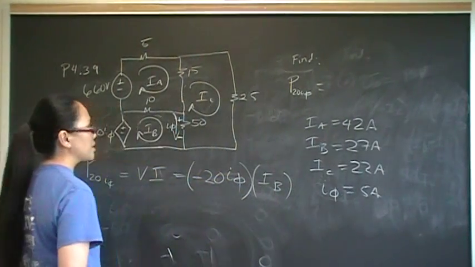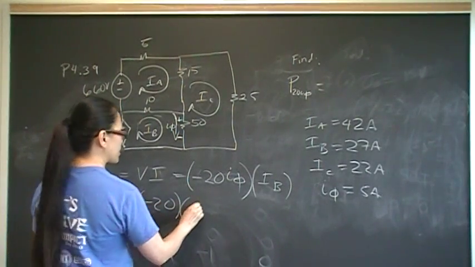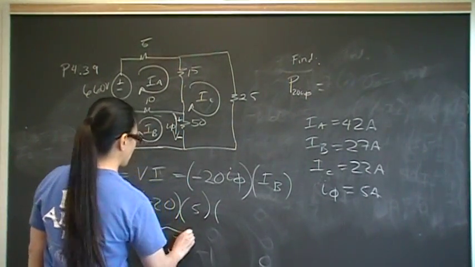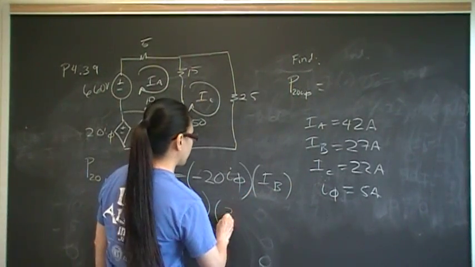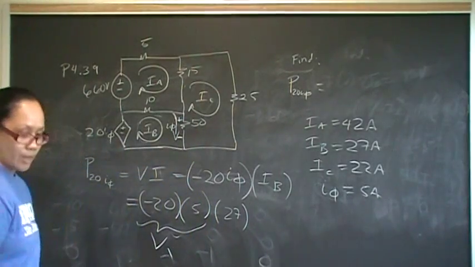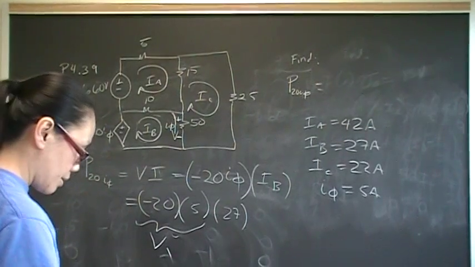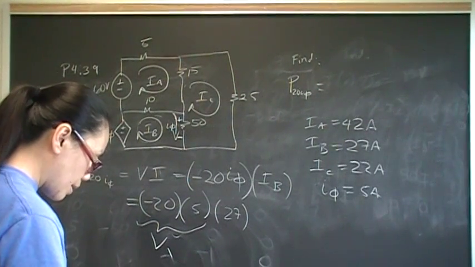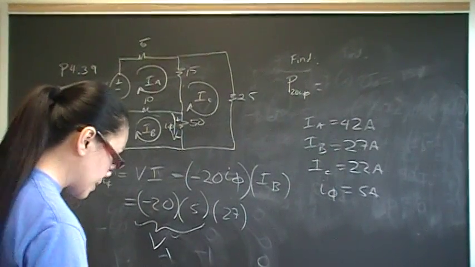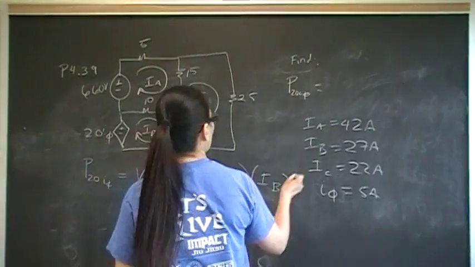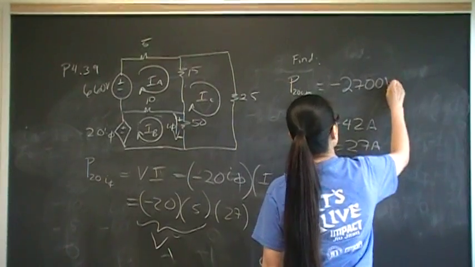So let's put all our puzzle pieces together. So this is negative 20, I-phi is 5. That's my voltage, remember, that's voltage. And so IB then is 27. So when we put that all together, we're going to go negative 20 times 5 times 27 is negative 2,700. So the power is negative 2,700 watts, or 2.7 kilowatts.